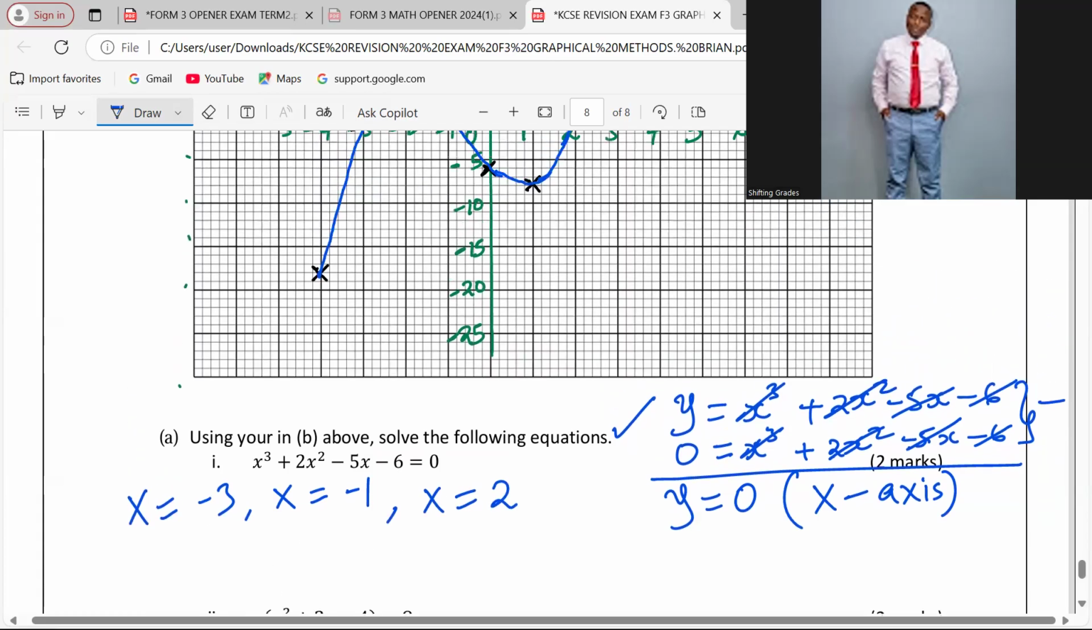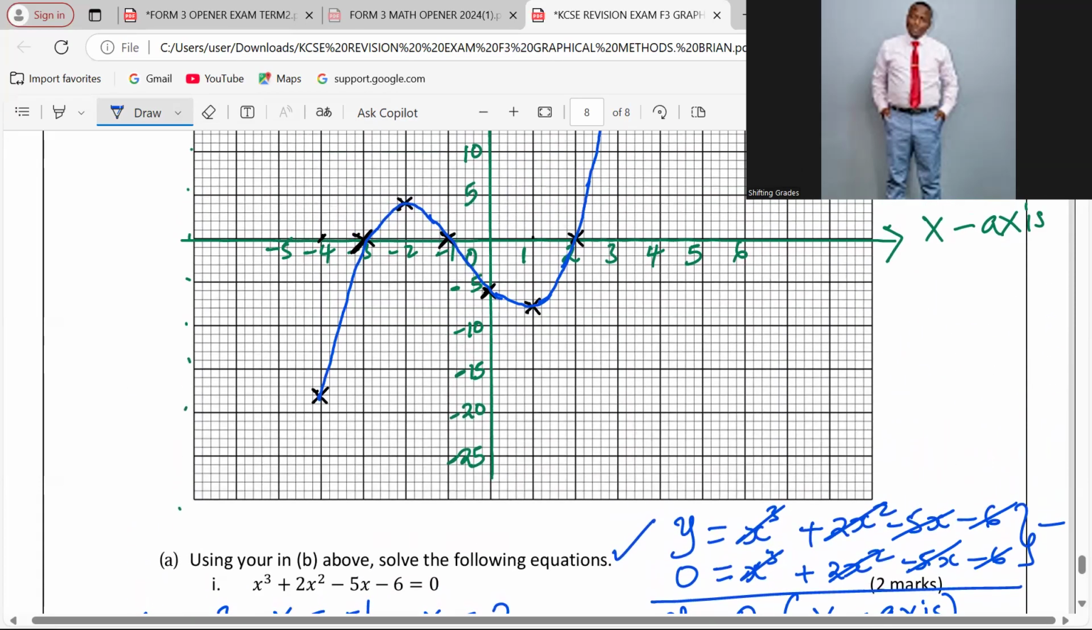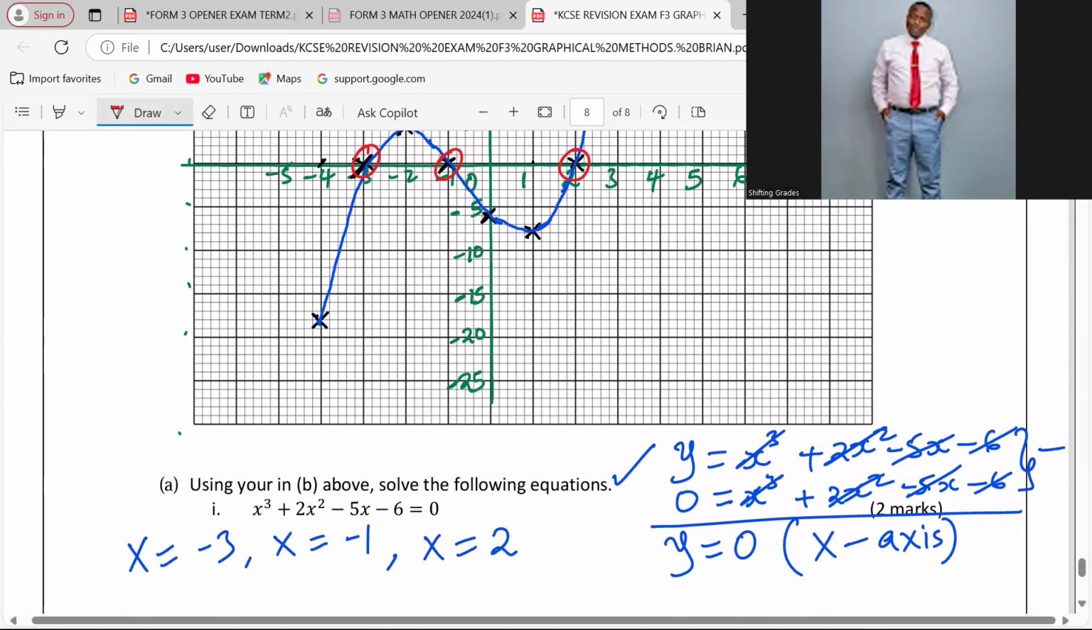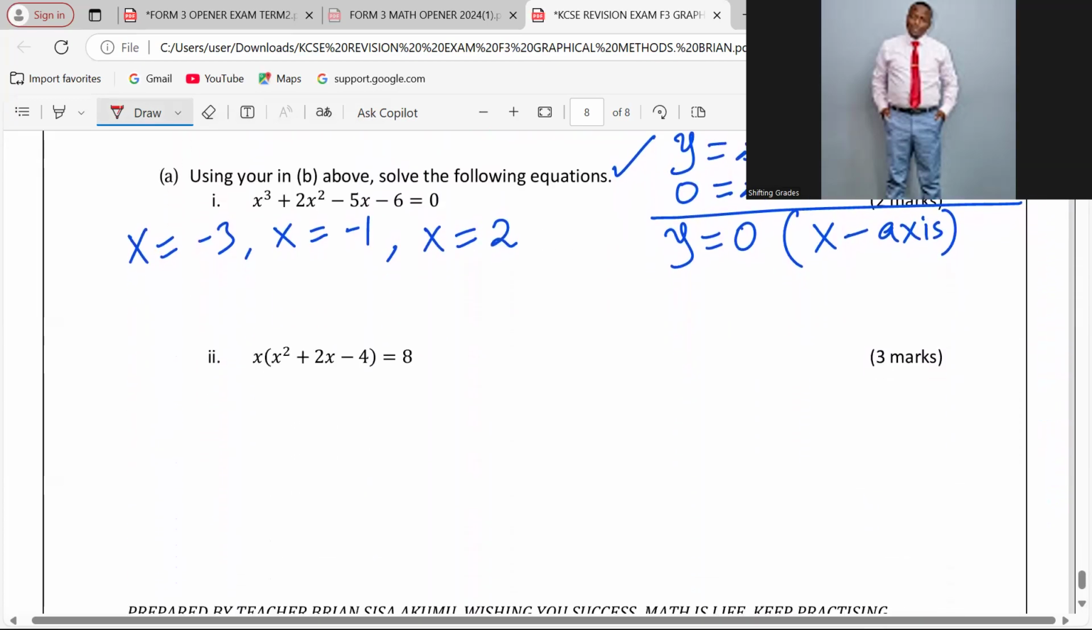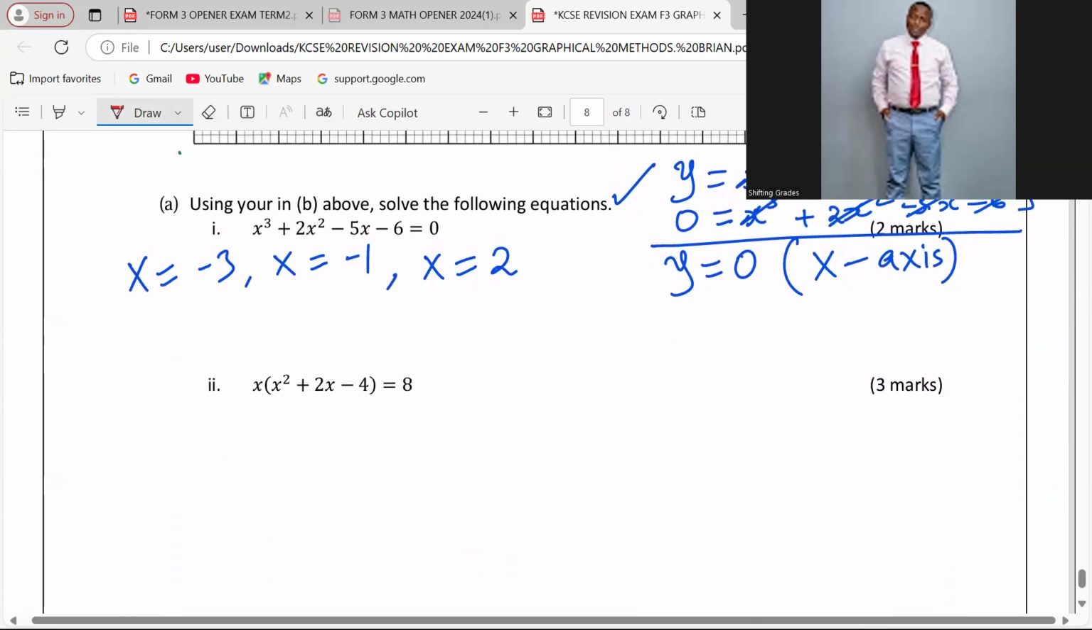Look at the curve and where it is cutting the x-axis. These are the points that we are talking about. This point, and this point, where the line that we have gotten is cutting the curve. You just read the values of x at those particular points. We have another point here.